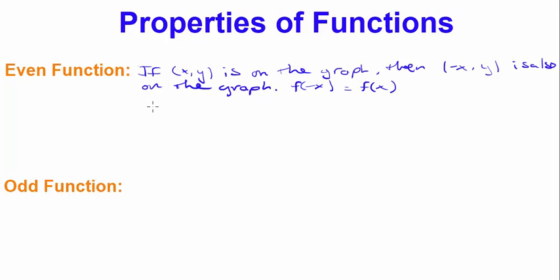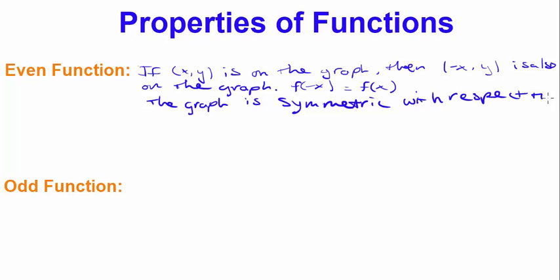Lastly, I'm going to say this in a different way: the graph is symmetric with respect to the y-axis. Okay, so again, if a function is even, it will be symmetric with respect to the y-axis. This brings us to an odd function, and I'm going to use a lot of similar language, but it's not going to be exactly the same, otherwise it wouldn't be different.